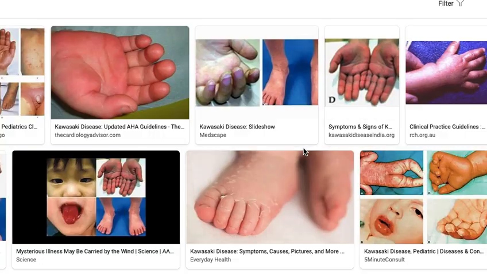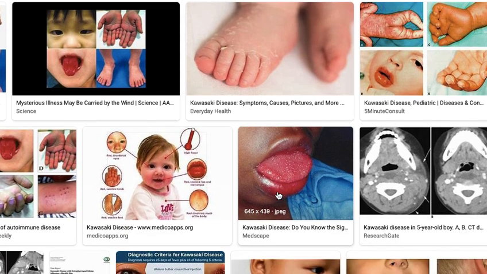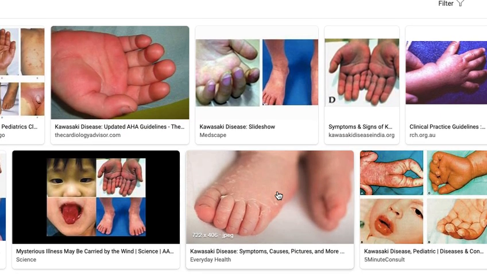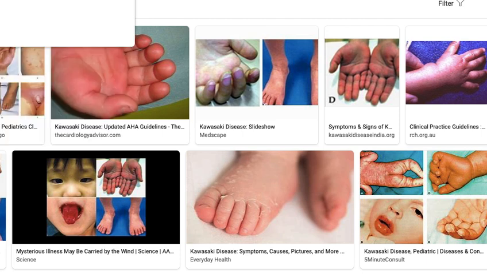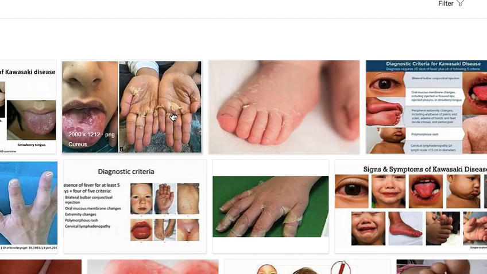Plus, they have subungual desquamation. The skin started falling off from around the nails. Okay, I will show you that thing. Subungual desquamation. See, the skin is falling off, right?